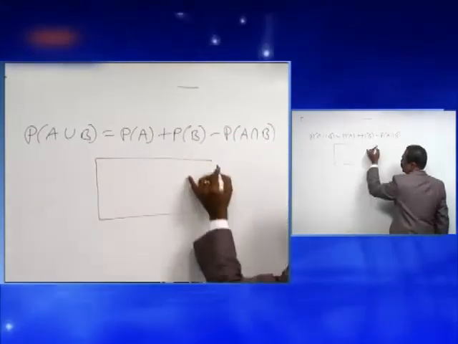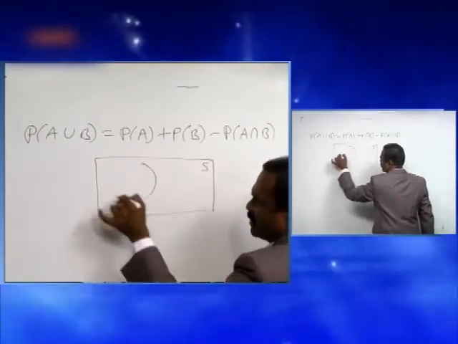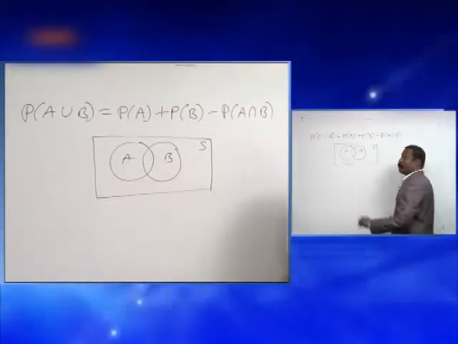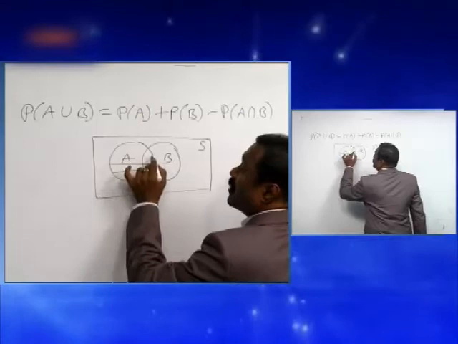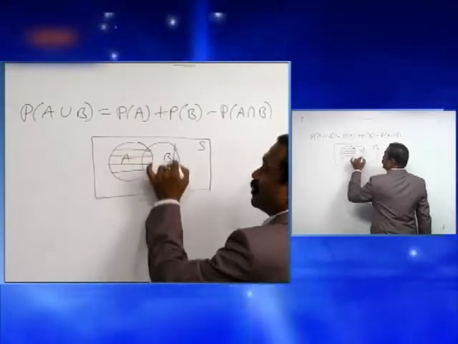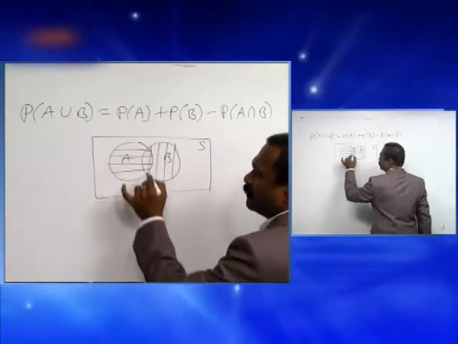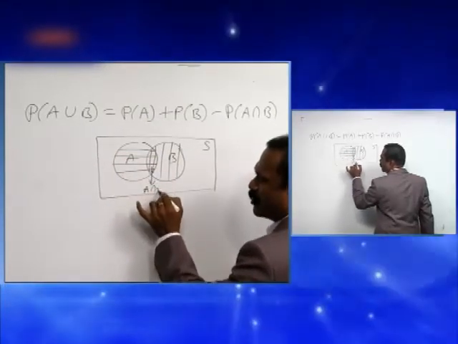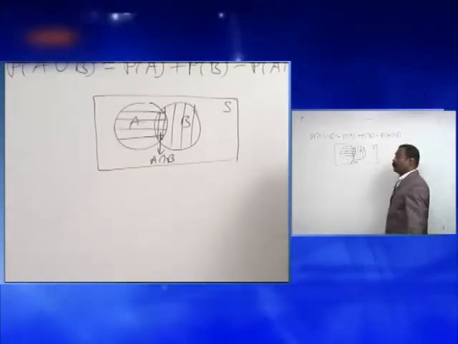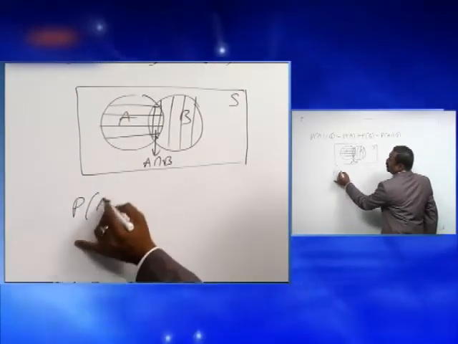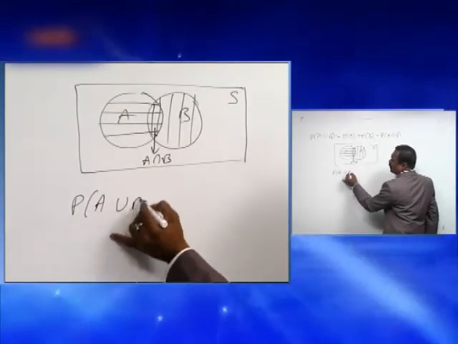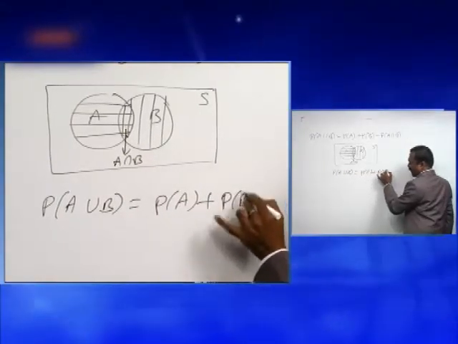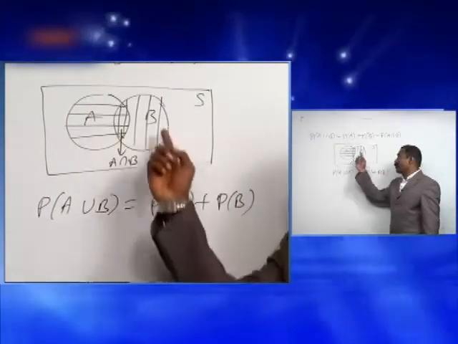If you see through the Venn diagrams, it is sample space S, this is A, this is B. This is A horizontally, this is B vertically, and this is nothing but A intersection B. If I write the axiom of union directly for this, like P of A plus P of B, what will happen? These two are not disjoint sets.